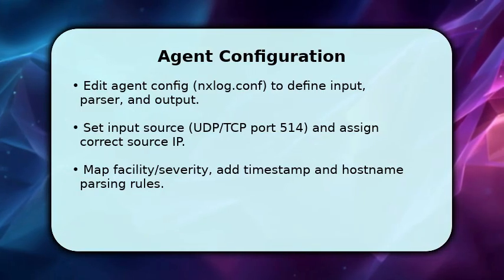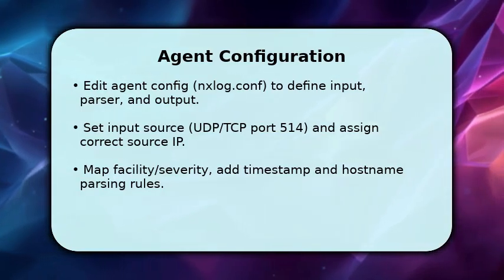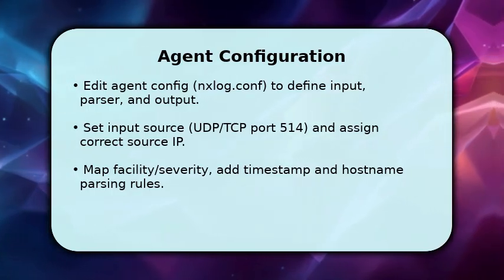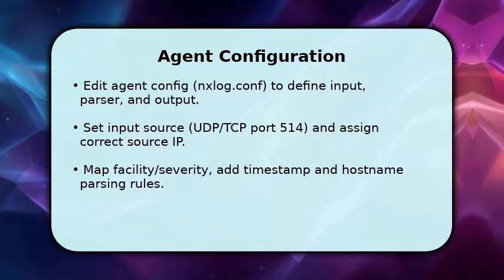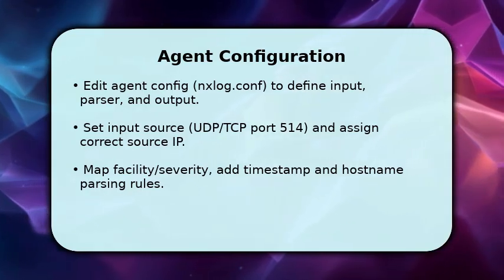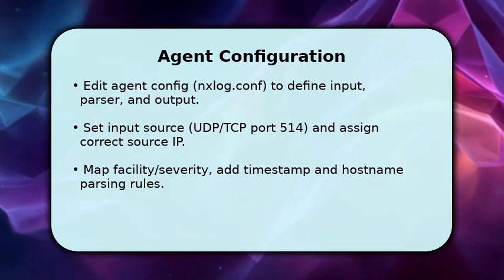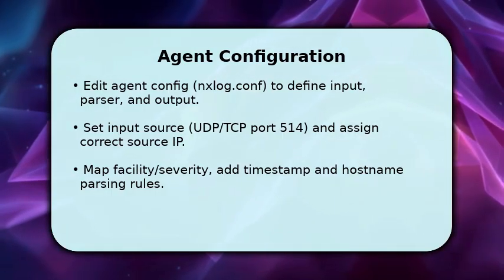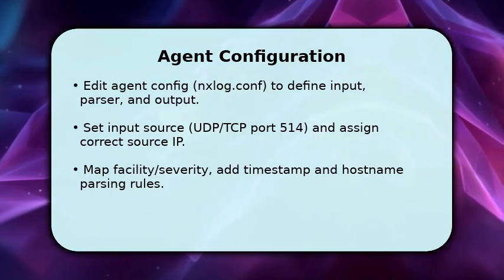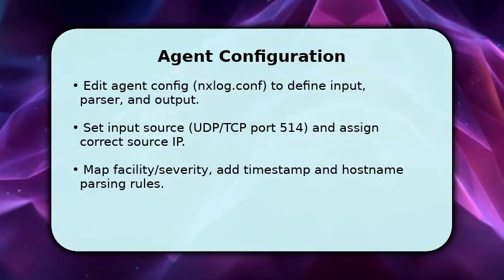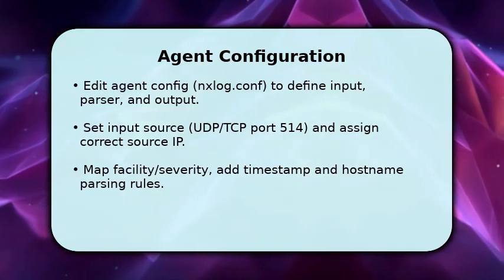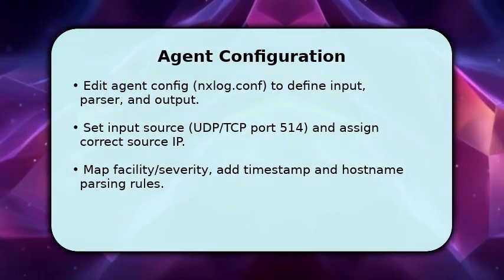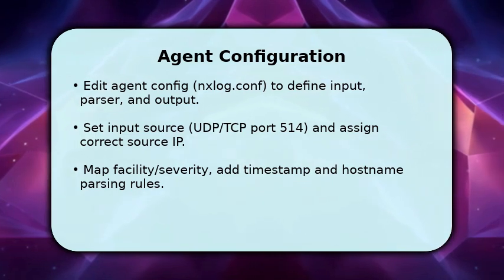You now edit the agent configuration file to accept incoming Syslog messages. Define an input module bound to UDP or TCP port 514 and an output module that writes to a local file or forwards to SIEM. Configure parsers to extract timestamp, hostname, and severity so logs are searchable. Make sure to set rotation and retention policies to prevent disk exhaustion. Once configured, save the file and restart the agent service to apply changes and begin receiving logs.